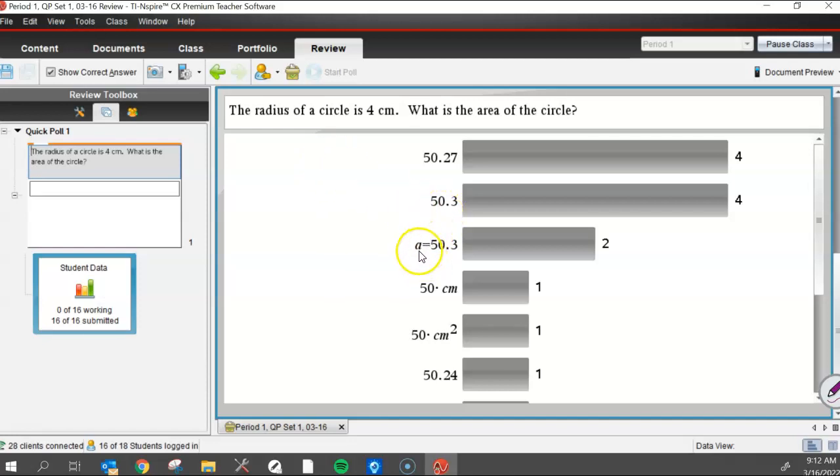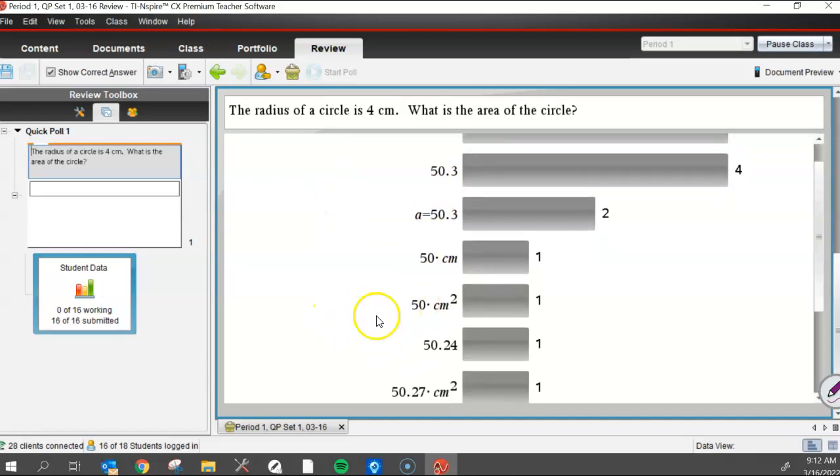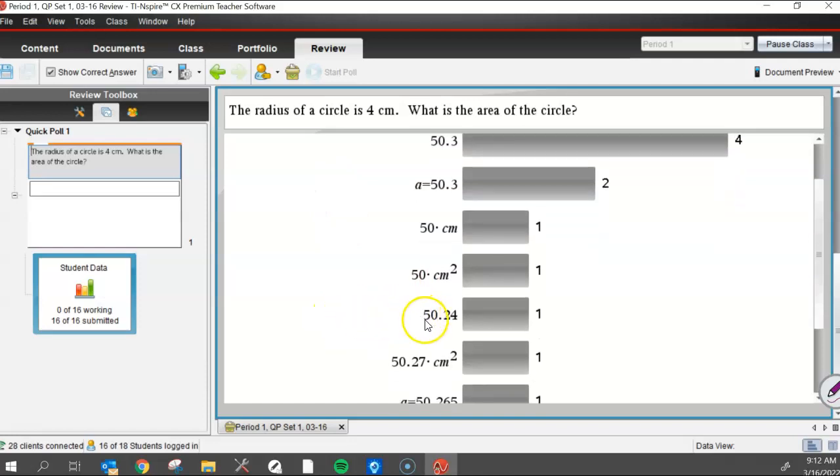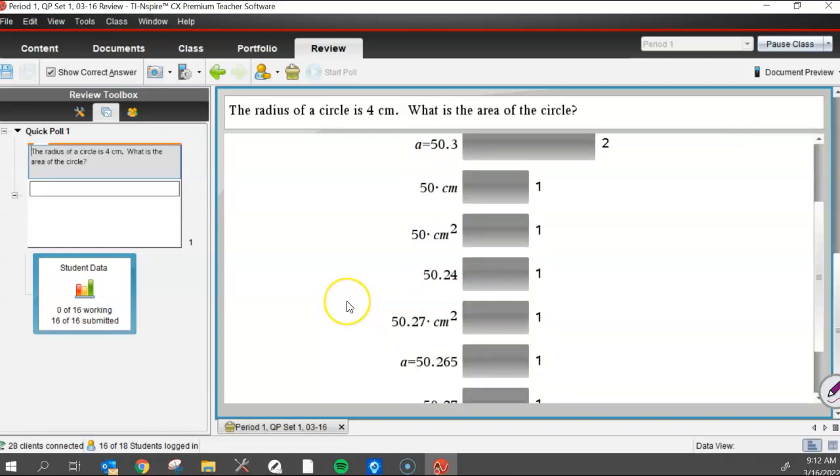The only difference between these is they said A equals, the area equals. Those are interesting versions. 50 centimeters squared. 50.24, which is interesting because this one is 50.27. And 50.3, which wouldn't round if it's 50.24. So very interesting here.